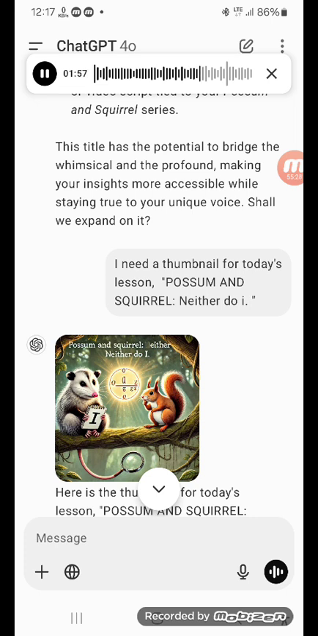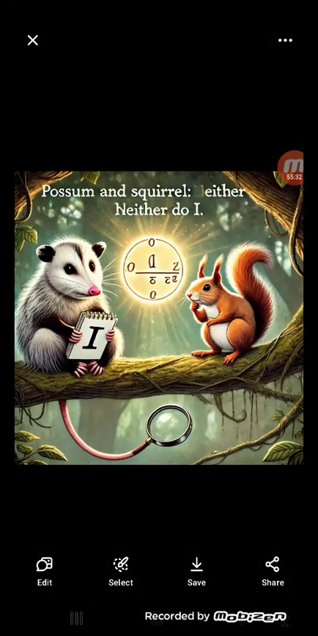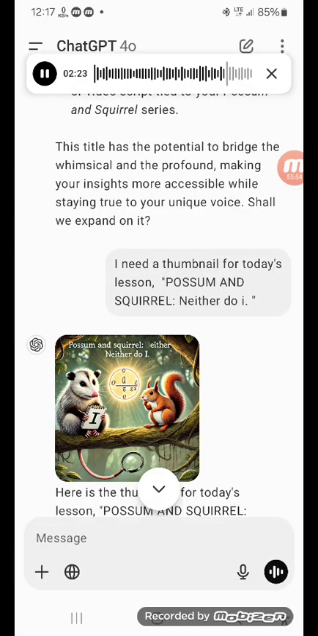Possible story outline. 1. The setup. The possum and the squirrel are observing the rotations of a mysterious object, perhaps the circle, trying to make sense of its nature. 2. The revelation. They realize that the object's behavior isn't tied to familiar constructs like radians or physical measurements. 3. The punchline. The possum delivers the line, "Neither do I," tying the character's playful curiosity to the profound nature of I. How expanding the concept!